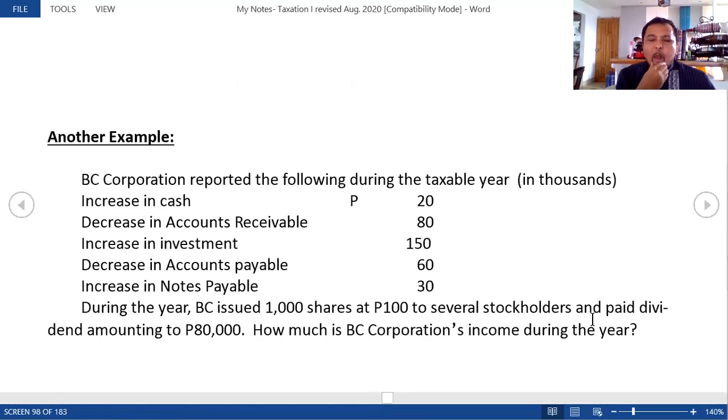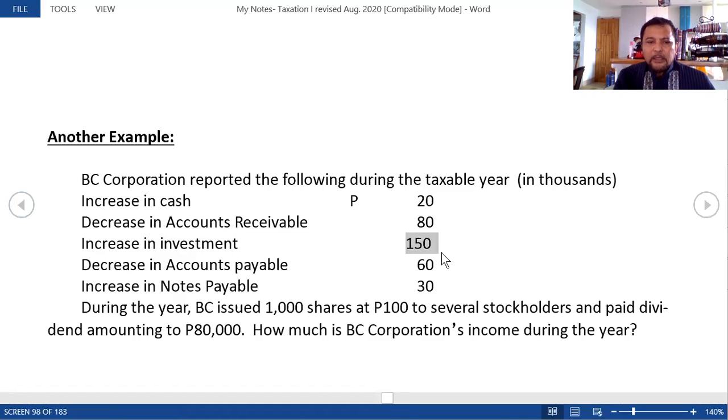We have another example. BC Corporation reported the following during the taxable year. This is in thousands, meaning 20,000, 80,000, 150,000, 60,000, and 30,000. This is known as the effect on the assets. An increase in cash increases the assets. A decrease in accounts receivable decreases your assets, so this is deducted. The increase in investment, of course, increases your assets.